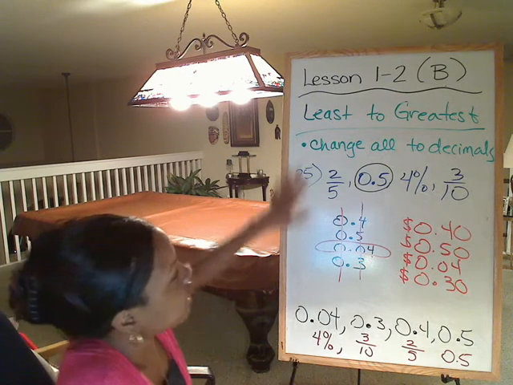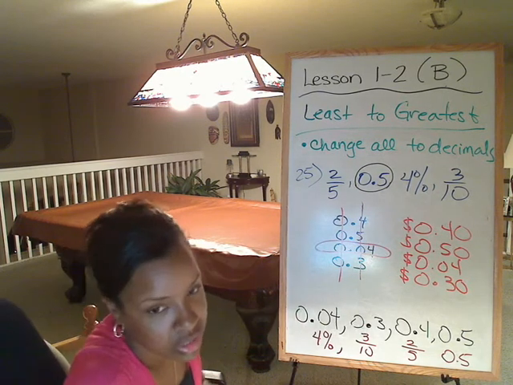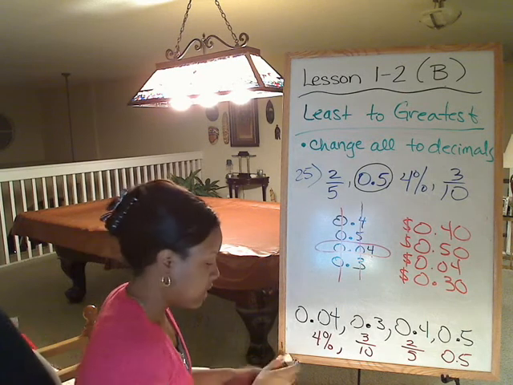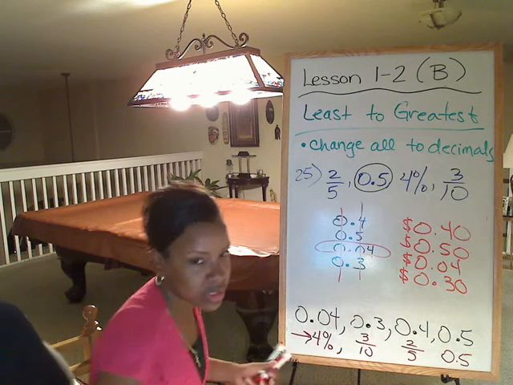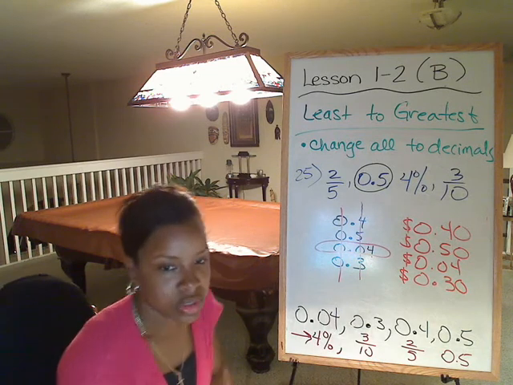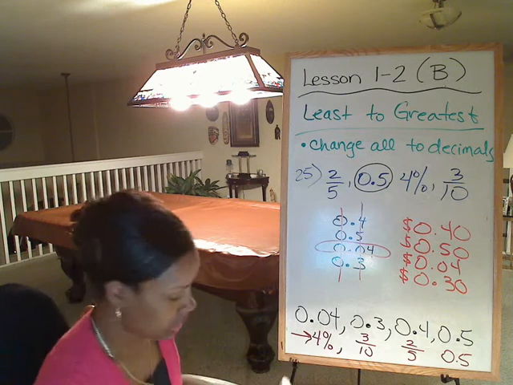So what did I do? Change everything to decimals, and then you can just put them in order from least to greatest. But the answer has to look like this. You can't put the answer with the decimals, because that's not what they gave you. So you have to make sure you change everything back once you put them in order. Okay?